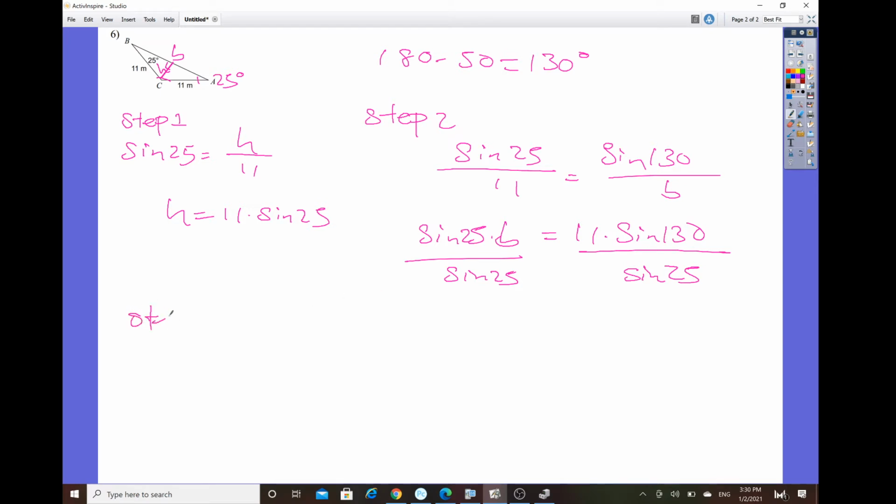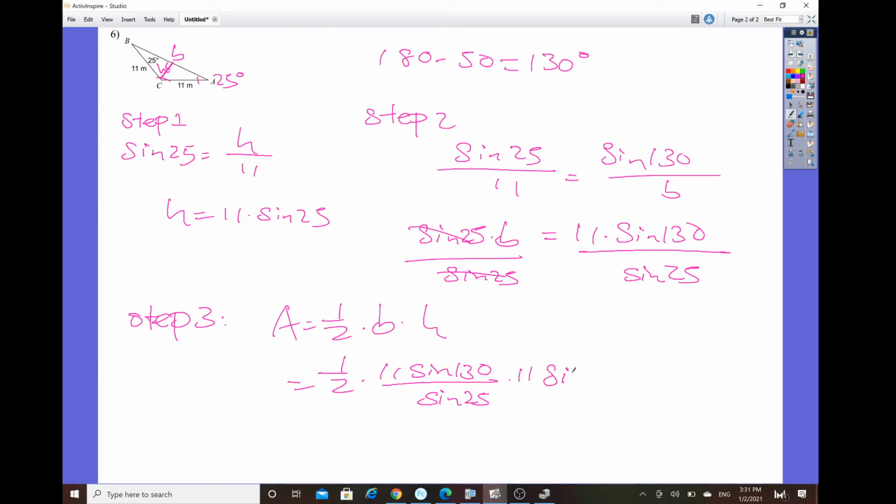So step 3. Based on what you know from geometry, the area of a triangle is 1/2 times the base times the height. So basically just plugging all the expressions together. 1/2 times the base, which is 11 times sine of 130 all over sine of 25, and then the height, which we know is 11 times sine of 25. One thing we notice is that we can cancel: sine of 25, sine of 25.